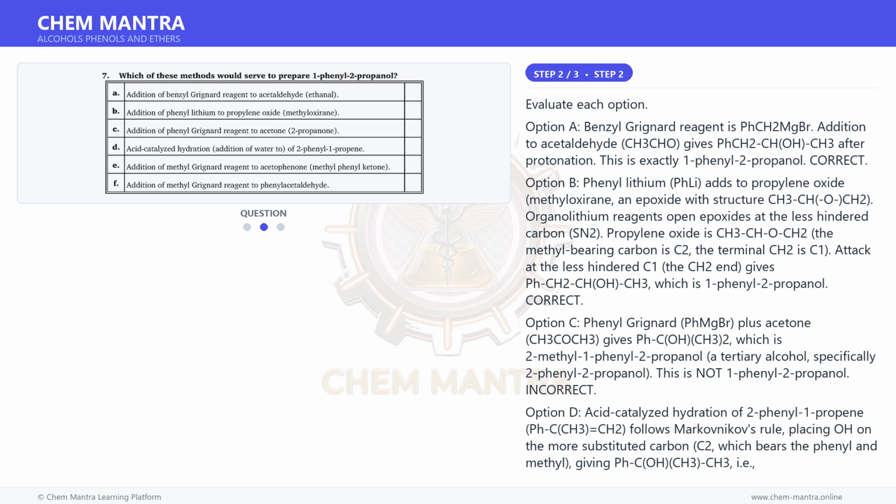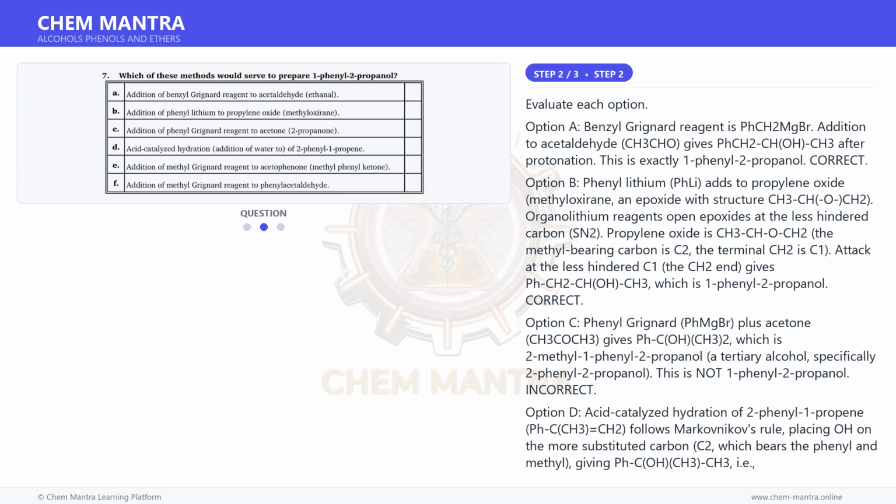Incorrect. Option D, acid-catalyzed hydration of 2-phenyl-1-propene, PhC(CH3)=CH2, follows Markovnikov's rule, placing OH on the more substituted carbon, C2, which bears the phenyl and methyl, giving PhC(CH3)2OH, i.e. 2-phenyl-2-propanol, a tertiary alcohol. This is not 1-phenyl-2-propanol.